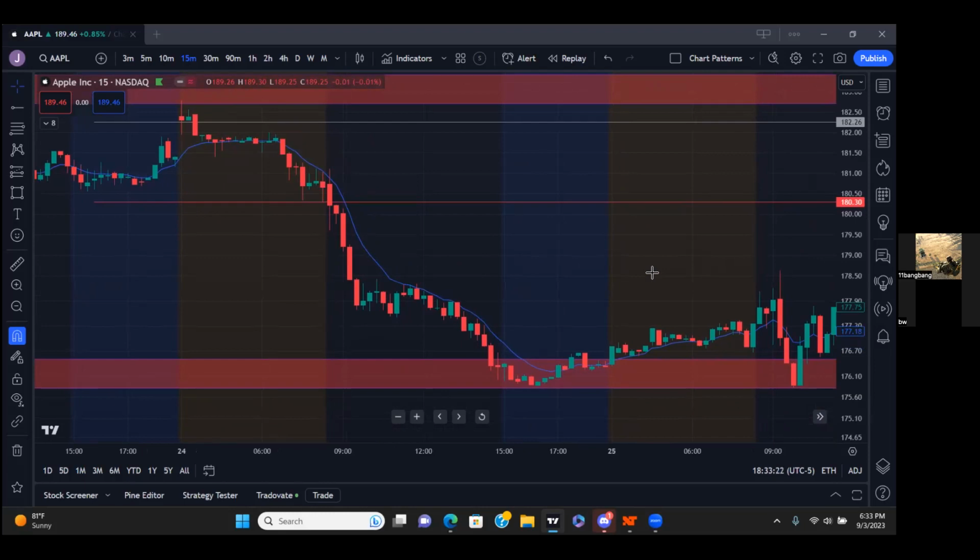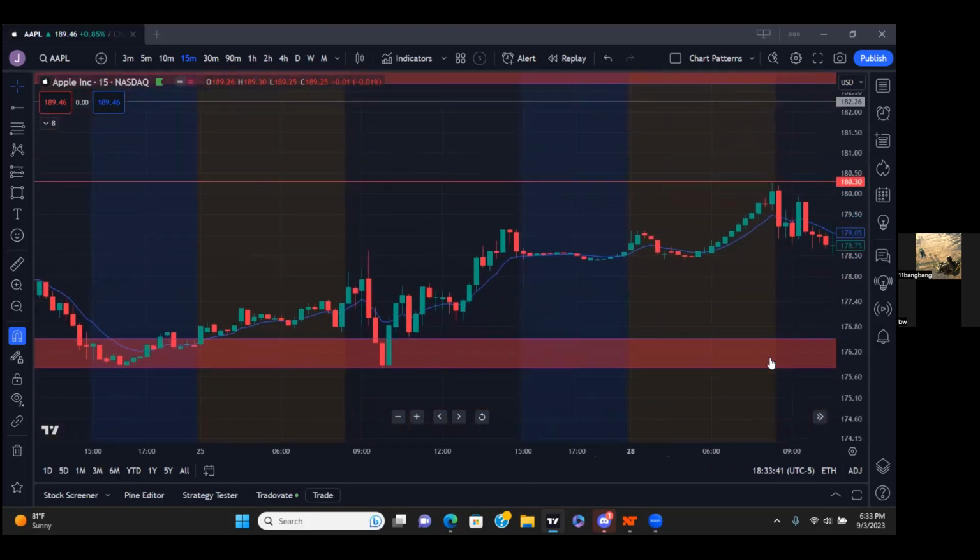So now we go to the next day. All right, let's take a look. Yeah, that's the next day. We can see how price reacted to your zone. Did it hold your zone? All right, let's keep sliding over. You see how it bounced off your zone and came up? Yeah.